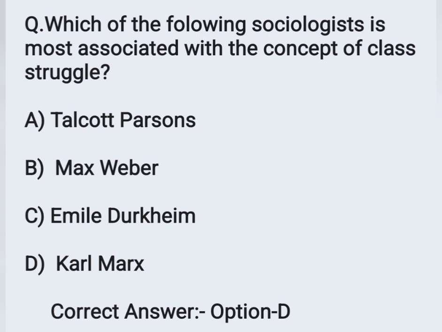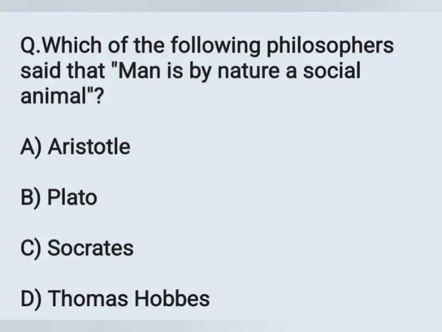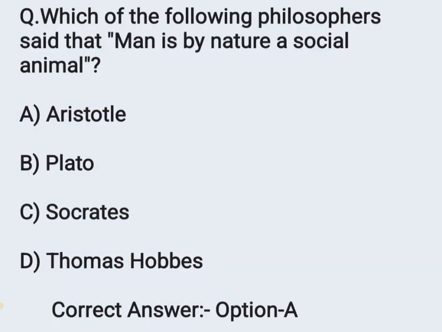And the next question is, which of the following philosophers said that man is by nature a social animal? Options: option A, Aristotle; option B, Plato; option C, Socrates; option D, Thomas Hobbes. Man is by nature a social animal, said by Aristotle. Option A is the correct answer.